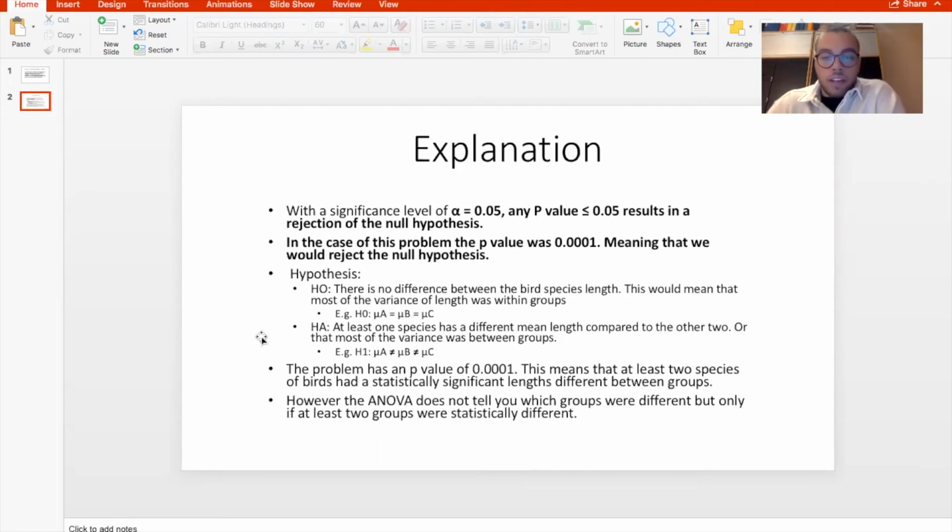However, in the case in the prompt, we land on the alternative, and in that case, A, B, and C are not equal to one another. So at least one species has a different mean length compared to one of the other two. Or you can also say that most of the variance was between the groups rather than within the groups, as in the null hypothesis. So the ANOVA can't really explain which group is different, but it lets you know that there are statistical differences between the groups, or that at least one group is different from the other two.